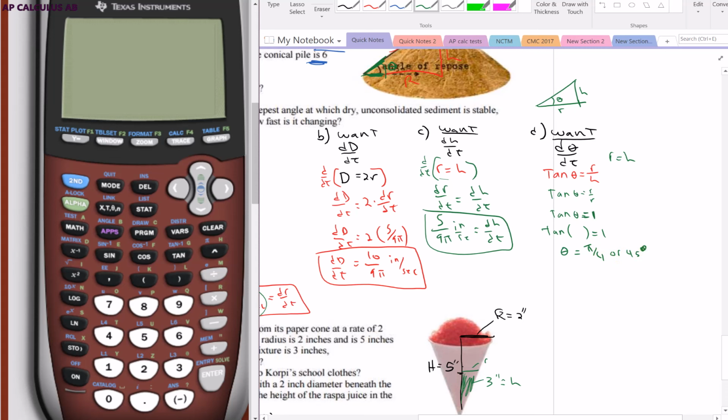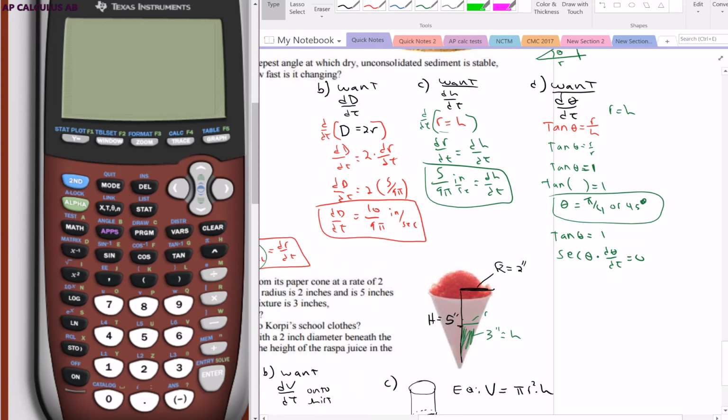How is the angle of repose changing? Well, that would be take the derivative, right? If I want the angle of repose, how it's changing, it's d theta dt. I would take the derivative of my equation, which is tan theta equals 1, right? Take the derivative and get secant squared theta times d theta dt equals 0. You divide both sides by secant and you get d theta dt equals 0 divided by secant theta, but 0 divided by anything is 0, right? So d theta dt is 0.